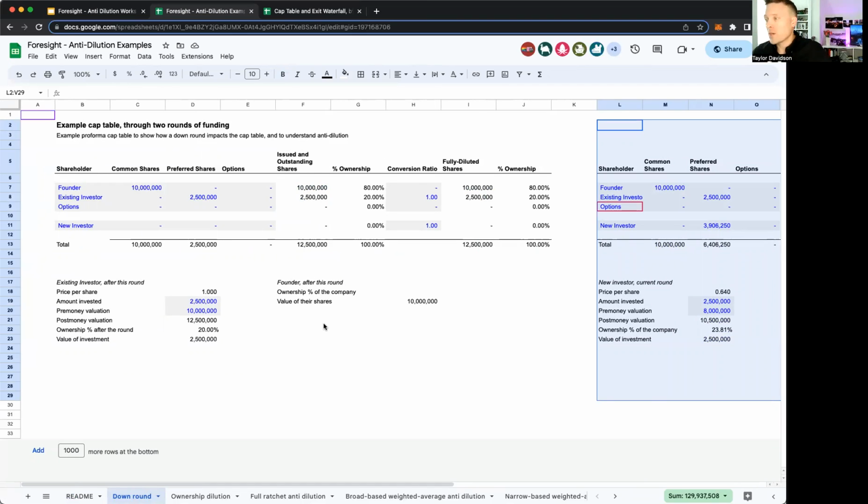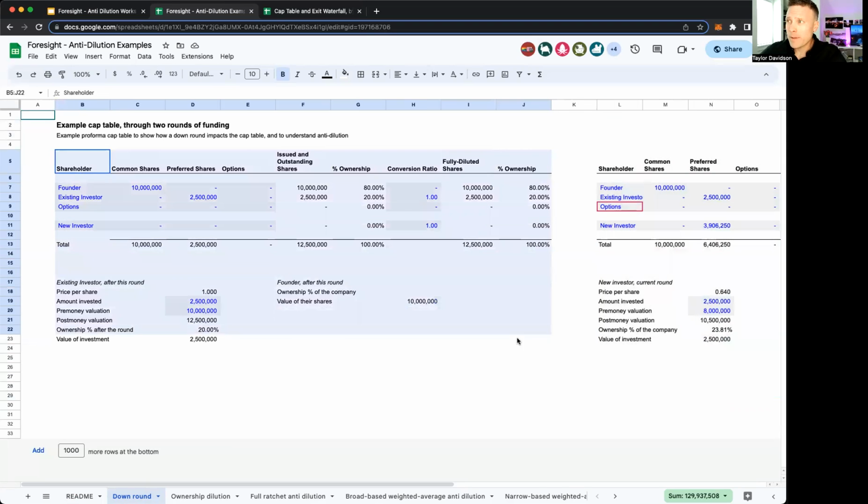I don't have all the details on here because I'm just focusing on the thing I want to learn about in this topic right here. But that's the general flow. Basically we're saying, hey, different shareholders going down in rows, and then what they own going across. So we have here founder, an existing investor, options, and new investor. And this model basically shows what happened in the first round.